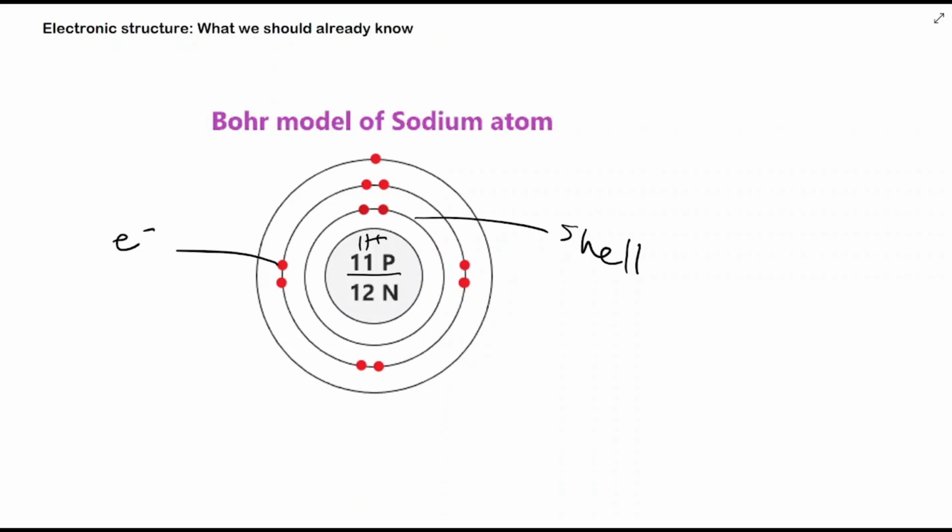And in this case we've got sodium, and you would have written the electron configuration of sodium as 2, 8, 1. That's where we were. That's where we started from.